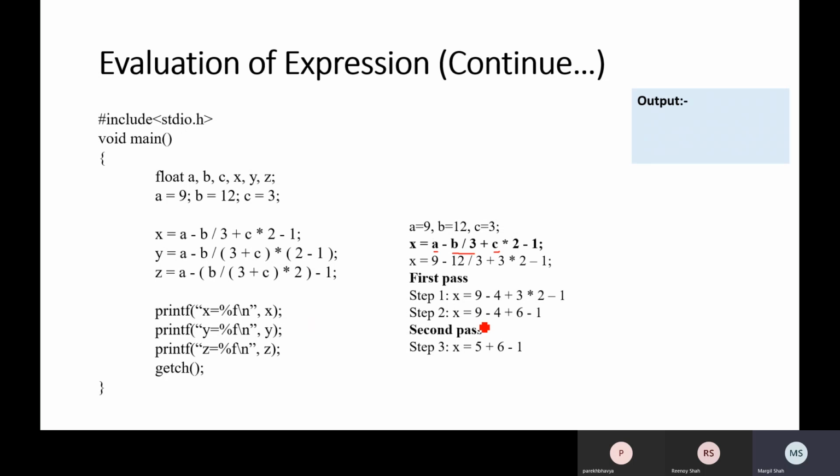Now see, the expression is always evaluated from left to right and with priority. We start from the left, and before the minus we have a priority: division has a higher priority than the minus. So division is executed first, then multiplication, and then again we come back to left to right: 9 minus 4, that is 5, 6 minus 1, now 11 minus 1. So the answer of x is 10, right?